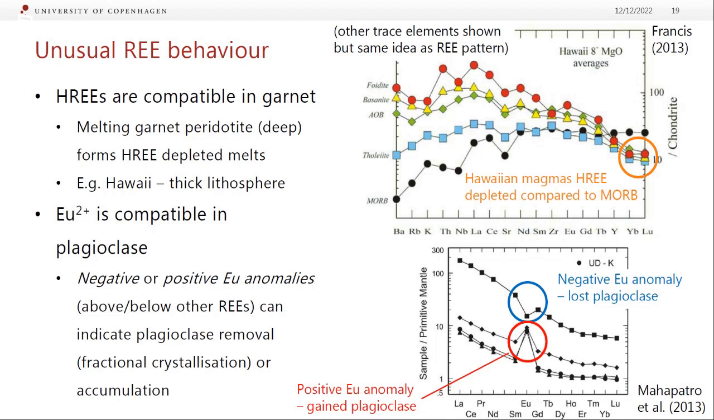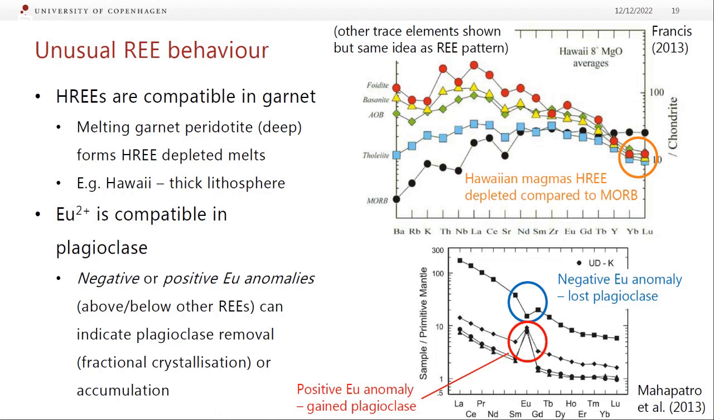So I just want to note a couple of unusual rare earth element behaviors, and I kind of did note these before. The first one is that the heavy rare earth elements are compatible in garnet. And so this is really useful because if we think back to our mantle mineral types, garnet peridotites are deep. So this actually gives us a way of identifying deep melting. And so this example I've shown is from Hawaii. There's a few other trace elements in this pattern, but it's the same idea as the rare earths, and you don't just ignore the other trace elements.